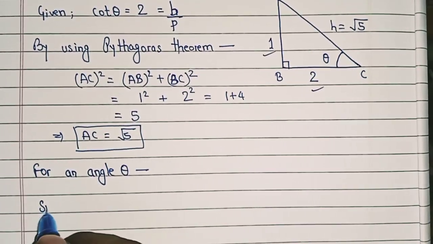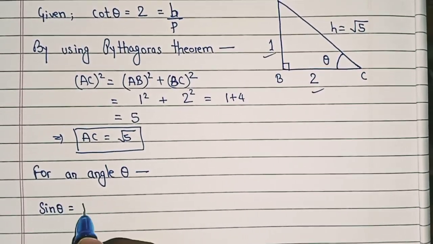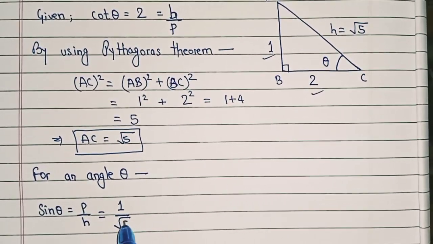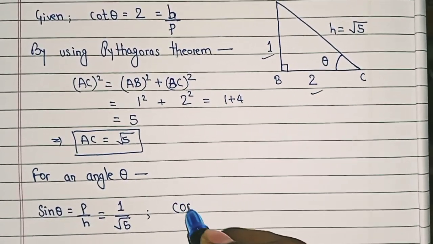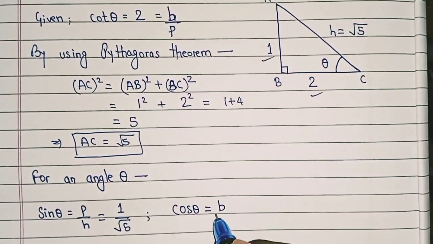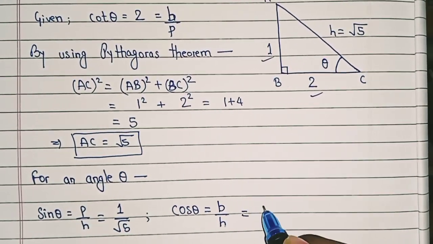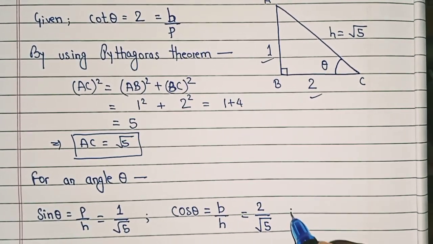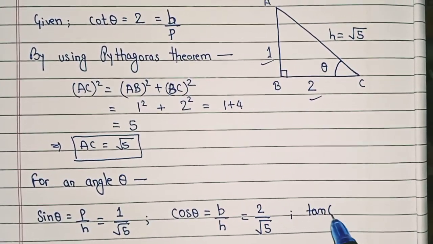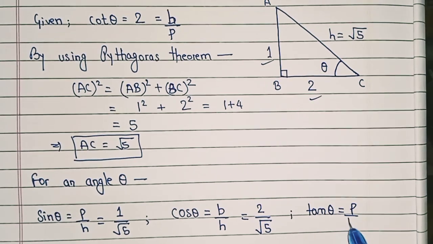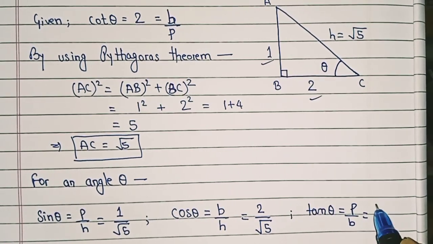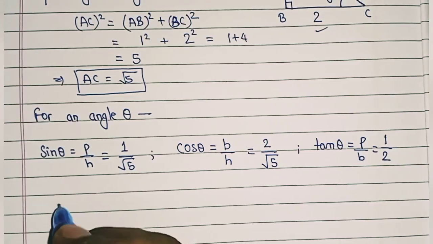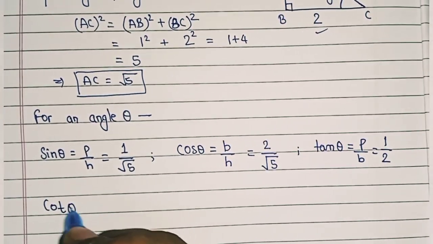That is sine theta equals perpendicular by hypotenuse, so it is 1 by root 5. Cos theta equals base by hypotenuse, so it is 2 by root 5. Tan theta equals perpendicular by base, so it is 1 by 2. Cot theta equals 2.